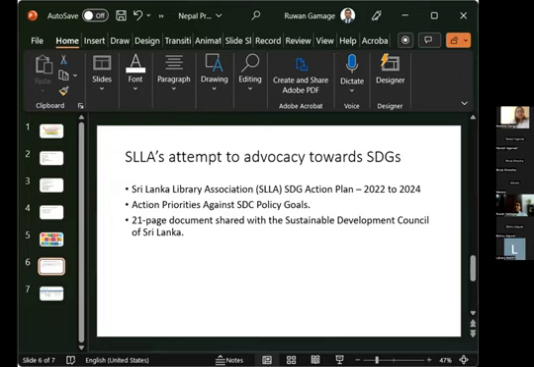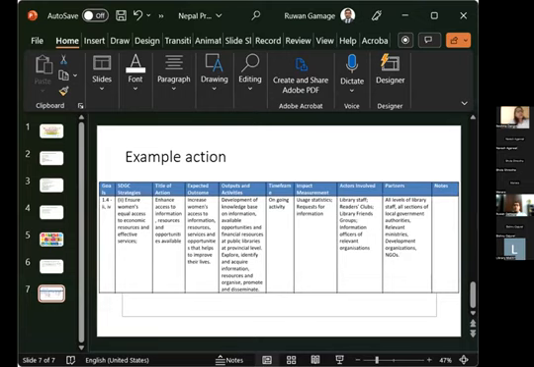Of course, IFLA is working towards SDG achievement, and it is promoting it. Actually, the SLLA also was influenced by the activities of the International Federation of Library Associations and Institutions, IFLA. And I'm giving just one example from this action plan, an extract of the action plan. Since this is not a public document, I'm not sharing it, but as I said, we are making some revisions to this.